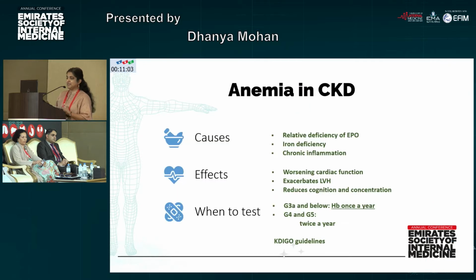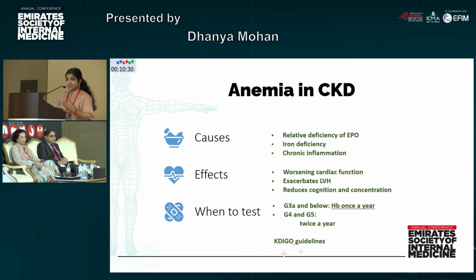Coming to the management, first of anemia in chronic kidney disease. We know that the cause for anemia is a relative deficiency of erythropoietin, but it is also important to keep in mind that concomitant iron deficiency is often coexistent in patients with CKD and anemia. And it is important to identify and correct this iron deficiency before we start treatment with erythropoietin. And also there is anemia due to chronic inflammation associated with CKD.